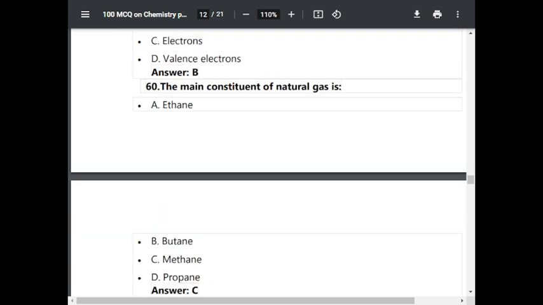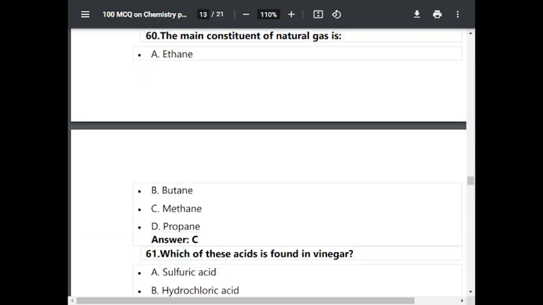Question number 60. The main constituent of natural gas is. Option A, ethane. Option B, butane. Option C, methane. Option D, propane. The correct answer is C, methane. The main constituent of natural gas is methane. The option C is correct.